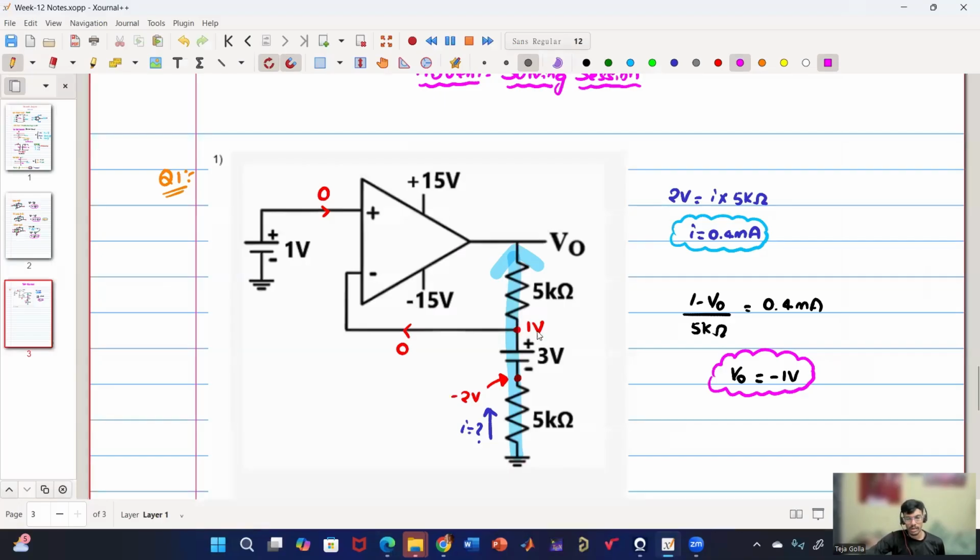Once we get this voltage, we are calculating the current through the 5 kilo ohm. And once we have calculated the current through this, we know that the same current is flowing through this 5 kilo ohm as well. So then we have applied Ohm's law for the 5 kilo ohm and got the voltage we want to be minus 1 volt. So is this question clear? Can we proceed to the next question? Any doubts, or are you getting the same answer or a different answer? Please respond.